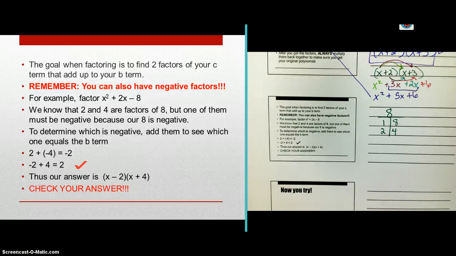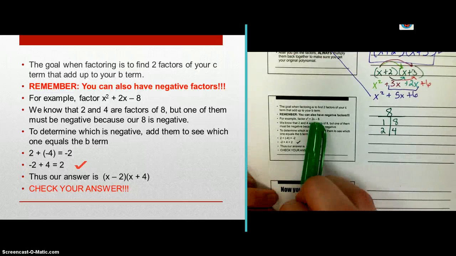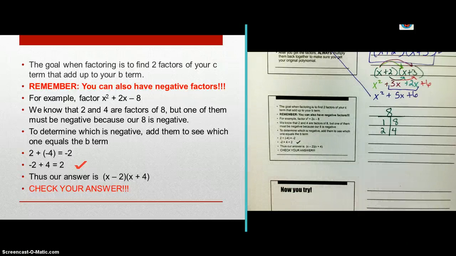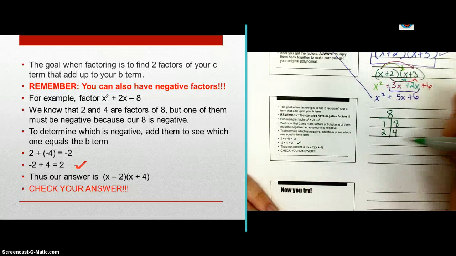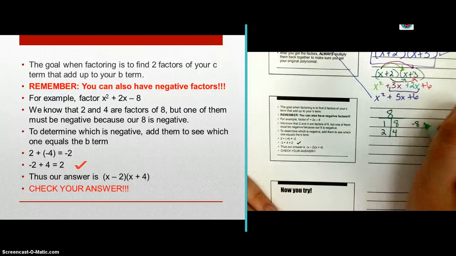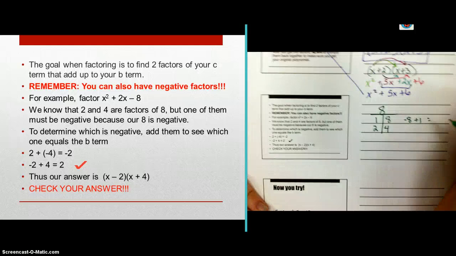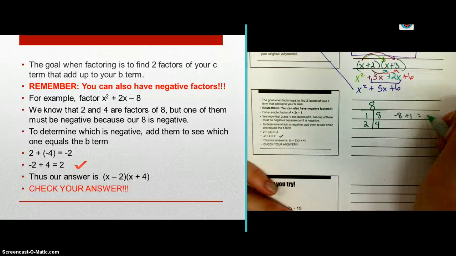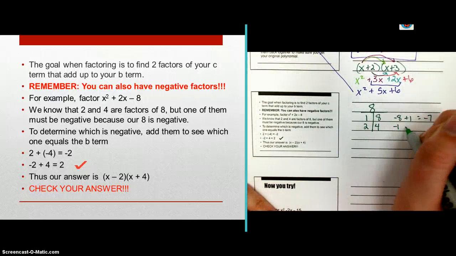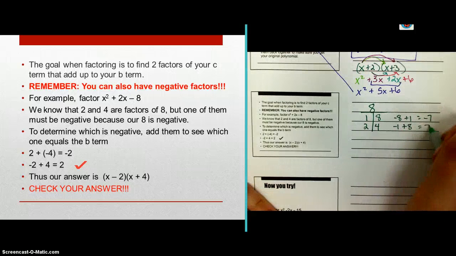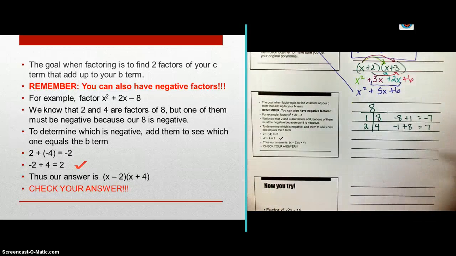But one of these has to be negative because my 8 here is negative. So in order for me to get 2 here, I have to get 2 with one of these factors being negative. Well, if I have negative 8 plus 1, that gives me negative 7. That's not 2. If I have negative 1 plus 8, that gives me positive 7. So we know we're not using 1 and 8.